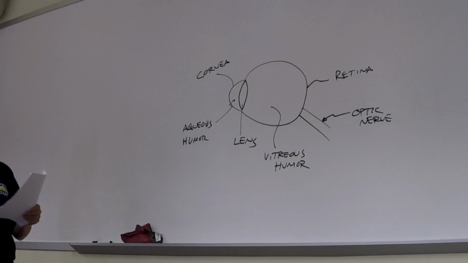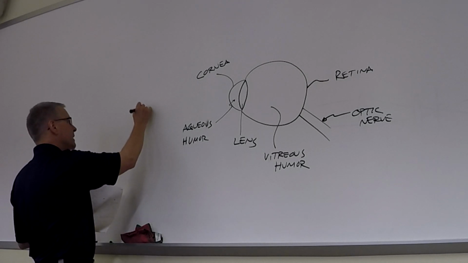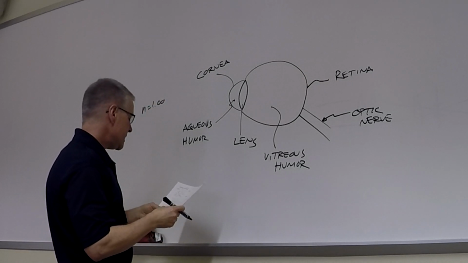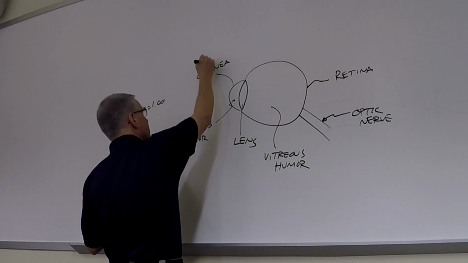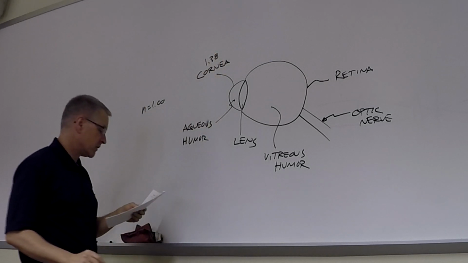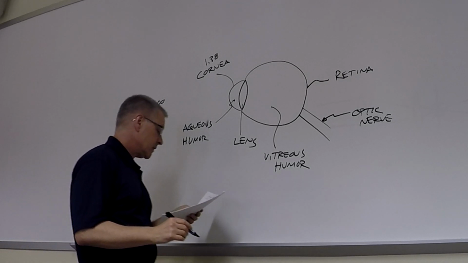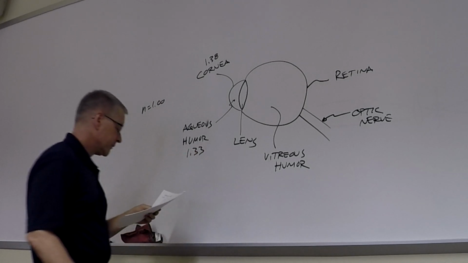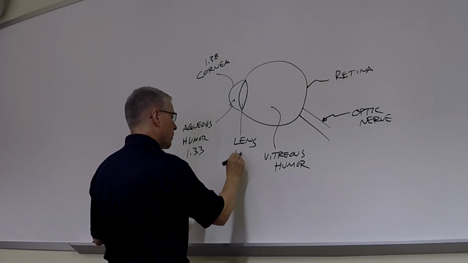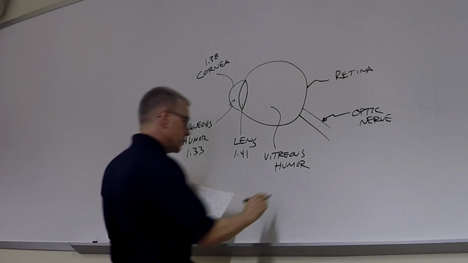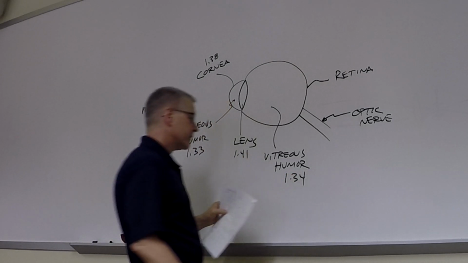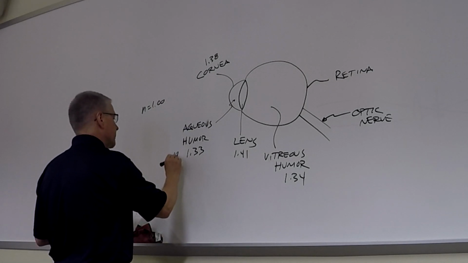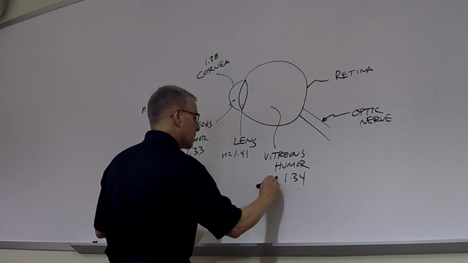Let me put some physics stuff on here then. So outside the eye, of course, we've got air. The cornea has an index of refraction of about that. The aqueous humor, it's essentially water. The lens, about 1.41. Vitreous humor, again, mostly water. So again, these are the indices of refraction for all of these.